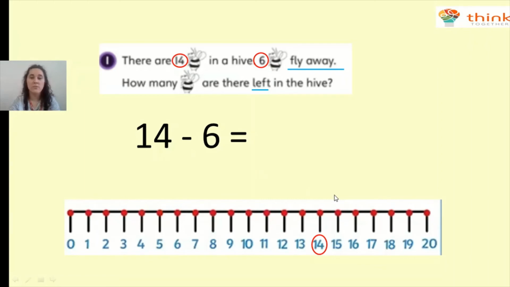Right, are you ready to count 6 back with me? 1, 2, 3, 4, 5, 6. Those are our 6 jumps. What do I need to do now? Brilliant. I need to see what number it's landed on. And it's landed on the number 8. So the answer to my question, 14 take away 6, is 8.